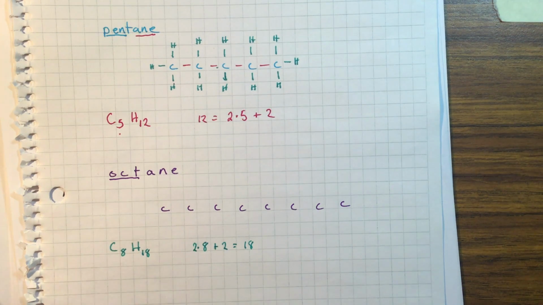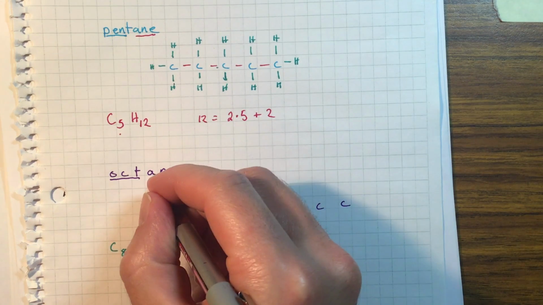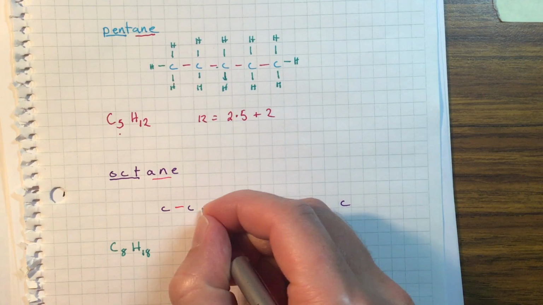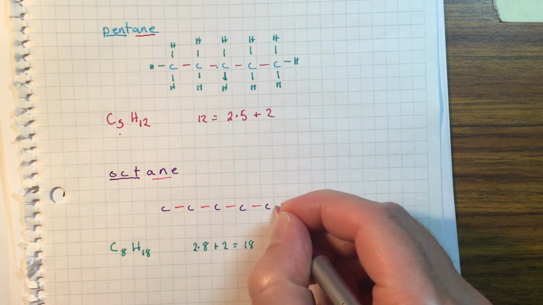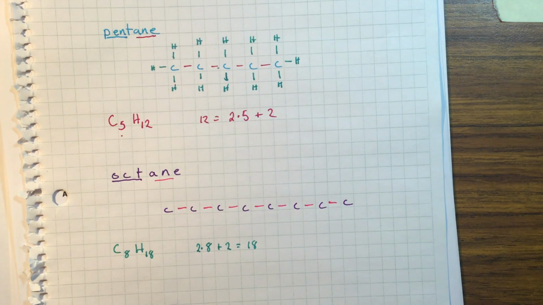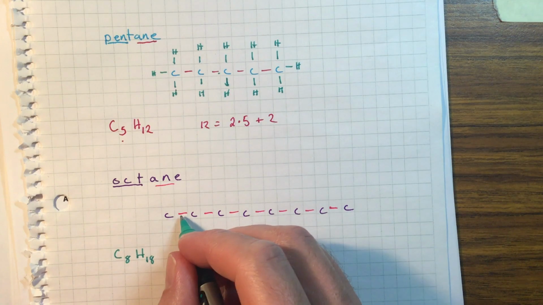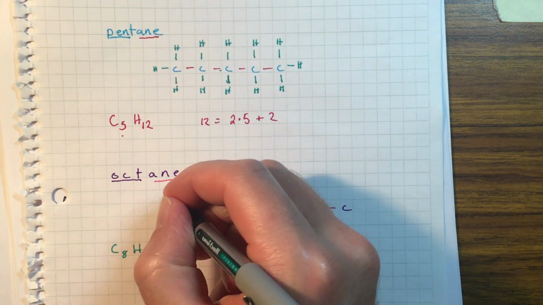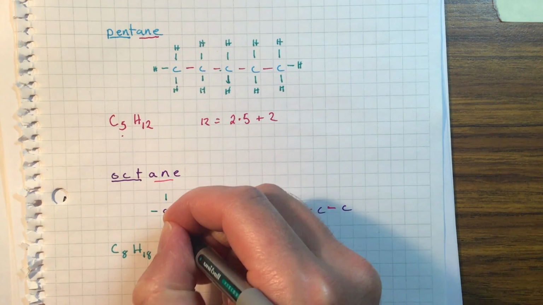Okay. Now, the ane means every carbon is single bonded together. So single bond, single bond, single bond, single bond, single bond, single bond, single bond. Now we fill it up with H's. This carbon has only 1 bond to it, and carbon has 4 bonding spots, so it can hold 3 H's.